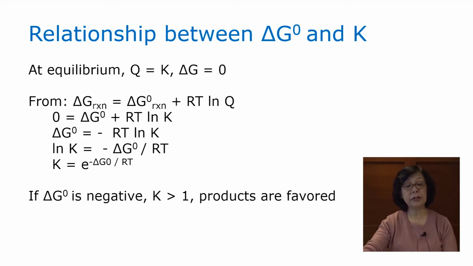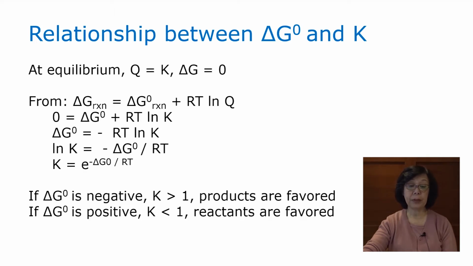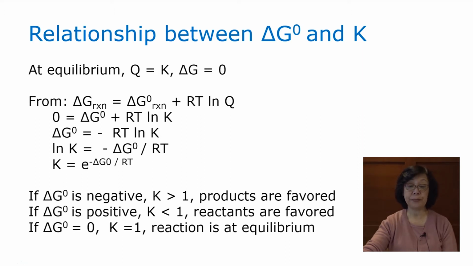Now, if the ΔG0 is negative, that means K is greater than 1, and products are favored. If ΔG0 is positive, meaning the equilibrium constant is less than 1, reactants are favored. If ΔG0 is 0, then the equilibrium constant is 1, and the reaction is at equilibrium.